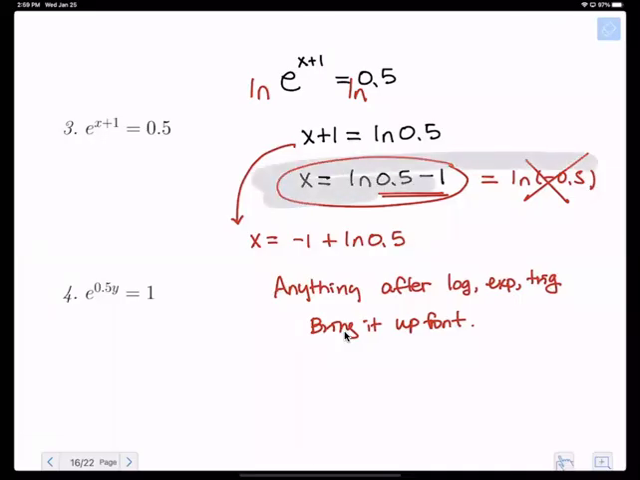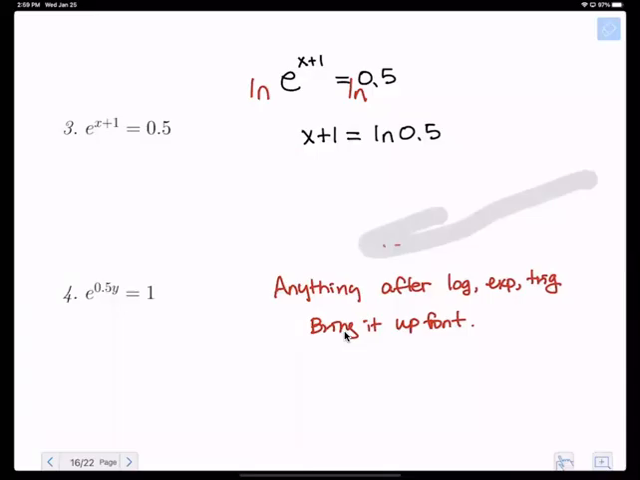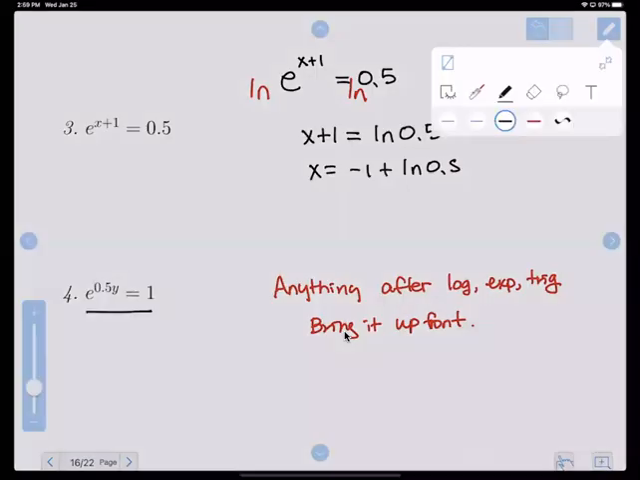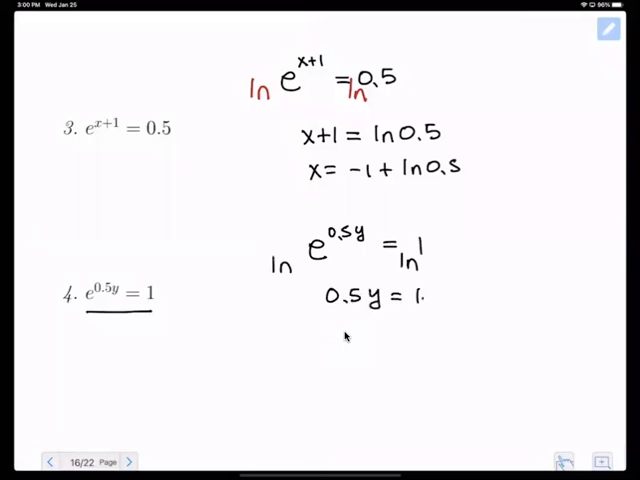Okay, so instead, if I set it this way, something up front, I write it. X equals negative 1 plus ln of 0.5. Okay, let's try this one. E to the 0.5y equals 1. I raise both sides by ln. So 0.5y equals ln of 1. ln of 1 is 0. So 0.5y equals 0, y equals 0.